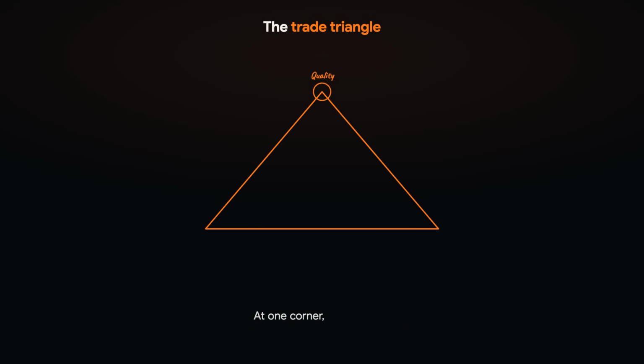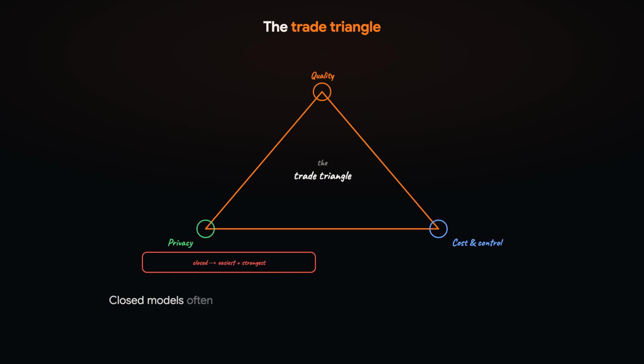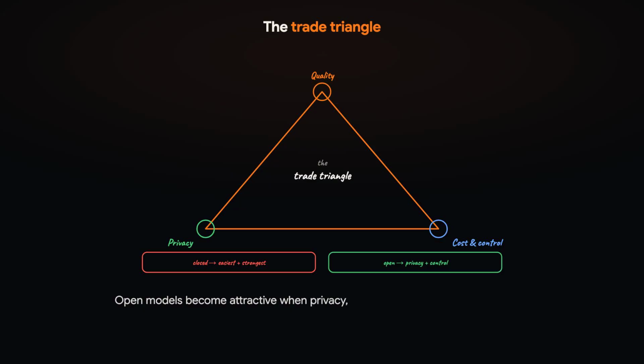Now, draw a triangle between the two boxes. At one corner, write quality. At another, privacy. At the third, cost and control. Think of this as the trade triangle. Closed models often make sense when you want the easiest setup and the strongest available performance. Open models become attractive when privacy, predictable costs, customization, or control matter more.